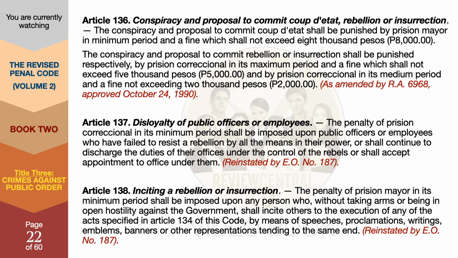Article 138. Inciting a rebellion or insurrection. The penalty of prisión mayor in its minimum period shall be imposed upon any person who, without taking arms or being in open hostility against the government, shall incite others to the execution of any of the acts specified in Article 134 of this Code, by means of speeches, proclamations, writings, emblems, banners or other representations tending to the same end. Reinstated by EO number 187.